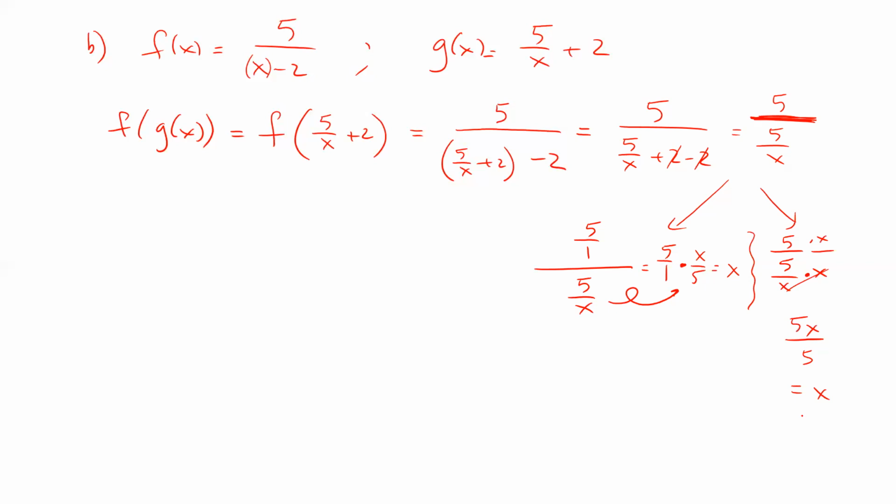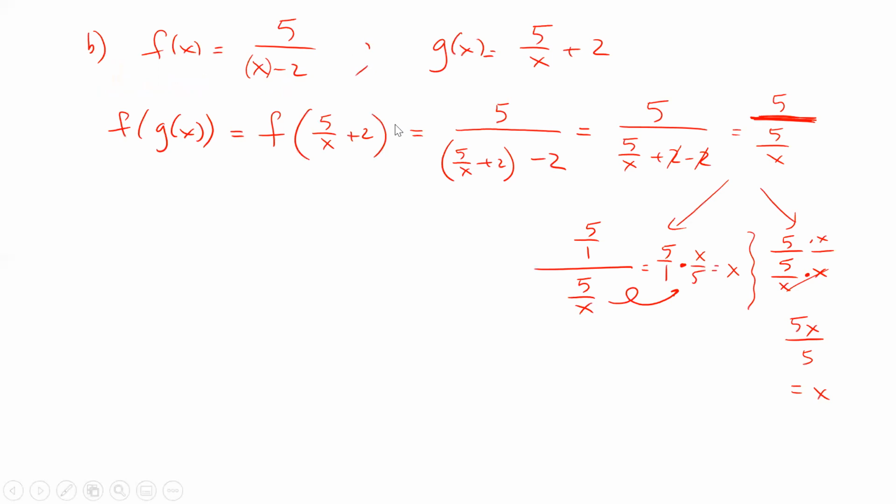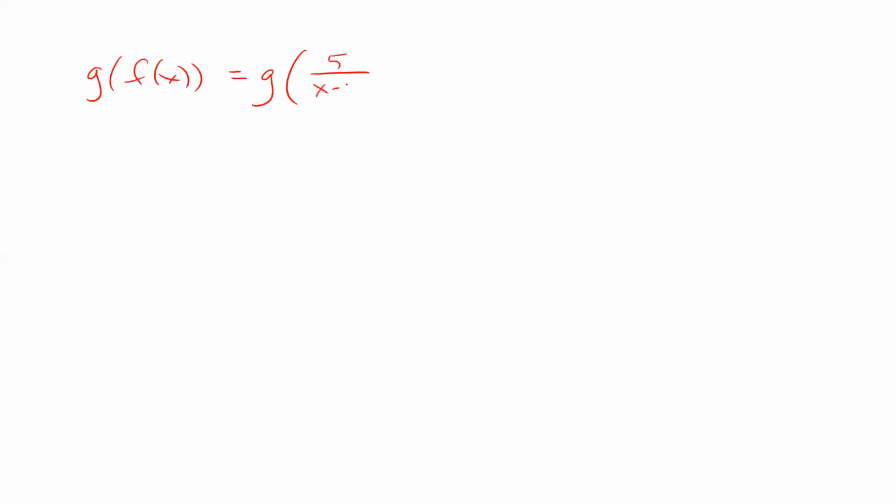Okay, we gotta go the other way now. You guys go the other way. So we're gonna do g of f of x. So this one's gonna be now, let's see, g of, sorry, I'm gonna flip back and forth here just for a second. Okay, I got this on my hands. So can you plug in 5 over x minus 2 into the g function?